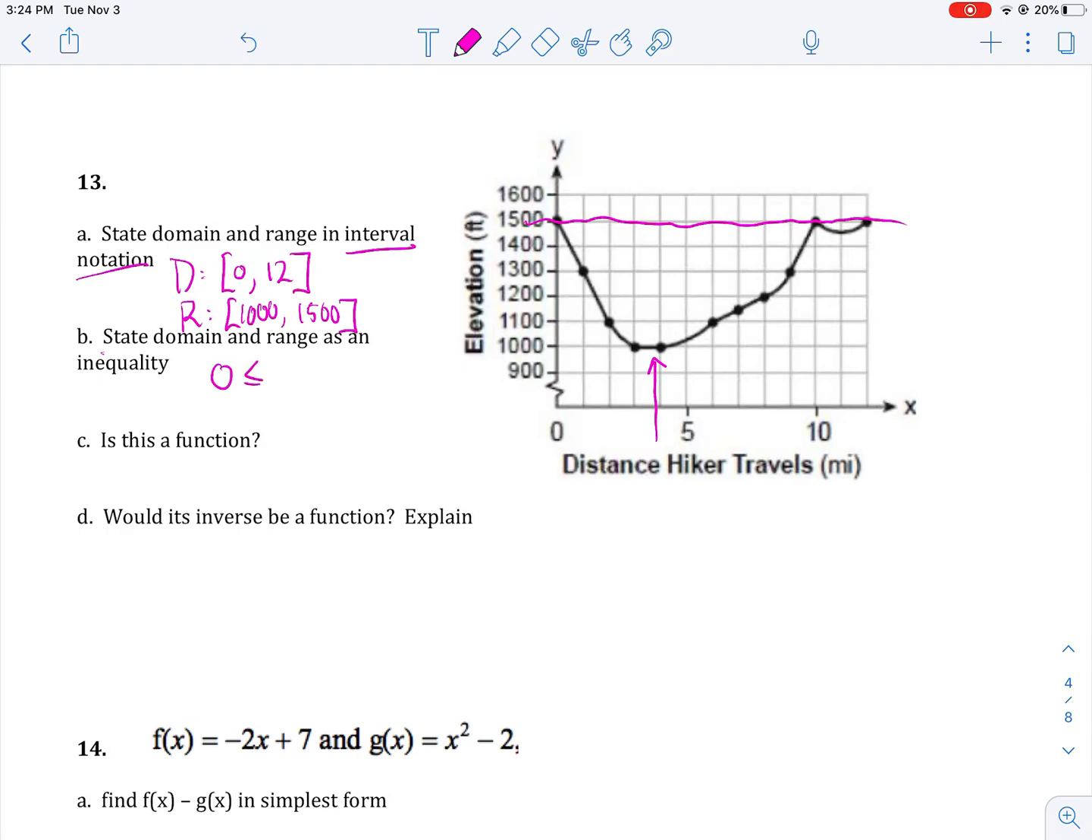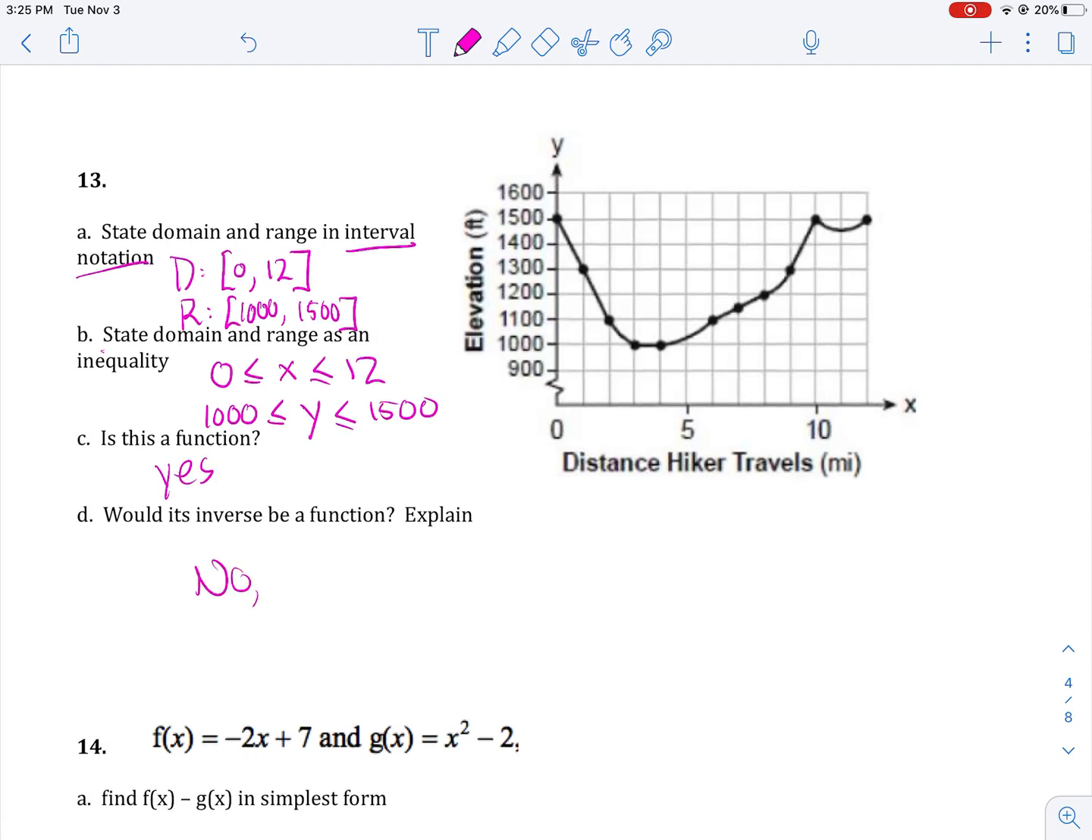So 0 is less than or equal to x, which is less than or equal to 12, okay? I want to include that line underneath because I want the reader to know that I'm including 0 and 12 as these data points. If I didn't want to include them, I would put them in parentheses. Now, our range is going to go from 1,000 less than or equal to y less than or equal to 1,500. Okay, so is this a function? Yes. Would its inverse be a function? No, because it is not 1-to-1.